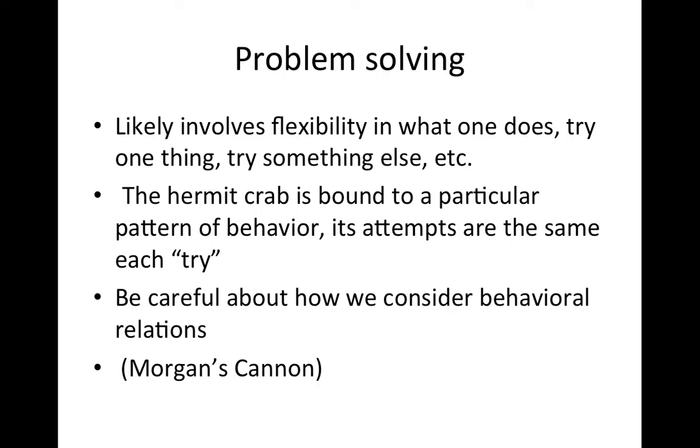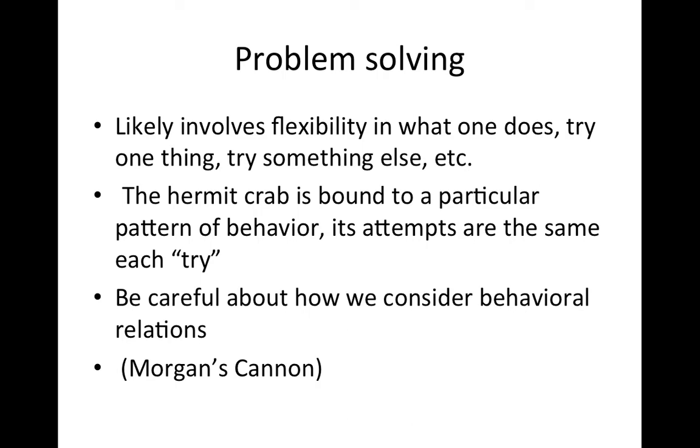I think that problem solving is more of an operant behavior than it is a reflexive or a reaction chain. The hermit crab is bound to a particular pattern of behavior. Its attempts are the same each try. It does everything the same. So I want you to be careful about how we consider behavioral relations, and what might look like love, or what might look like problem solving, or what might look like decision making, may not be that.